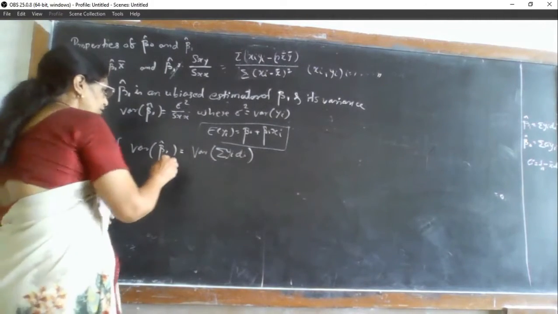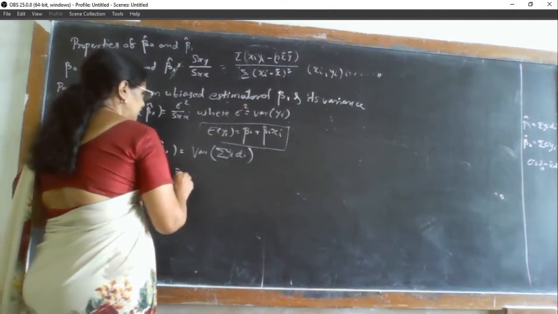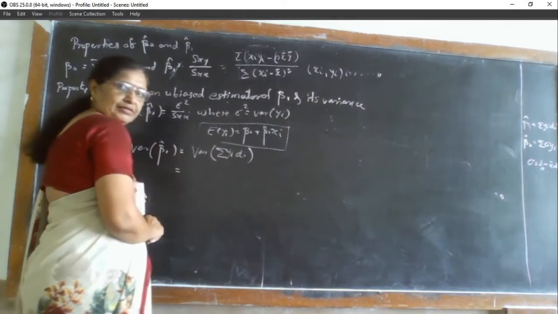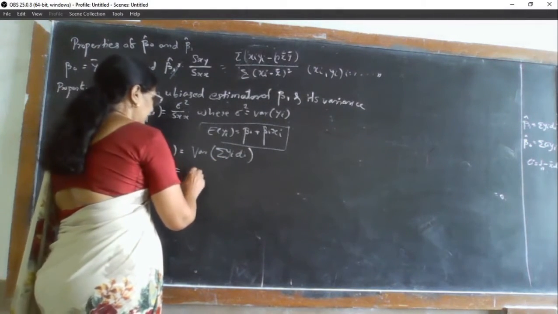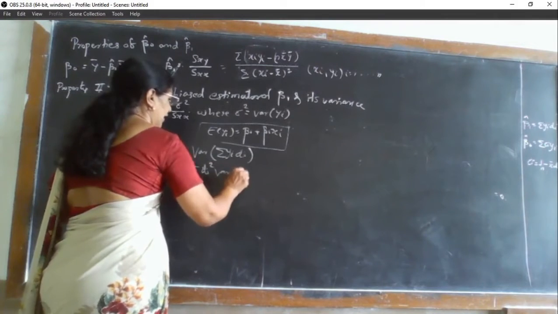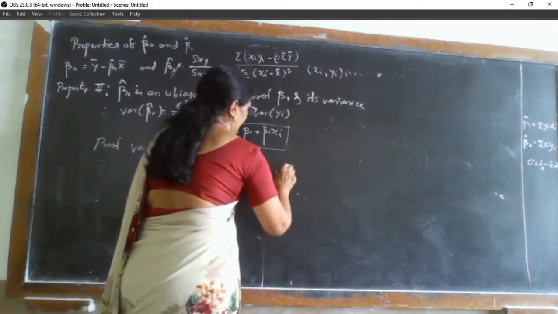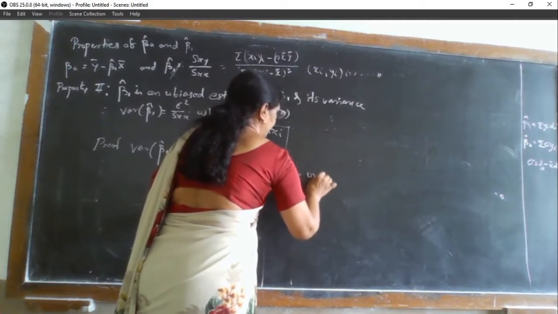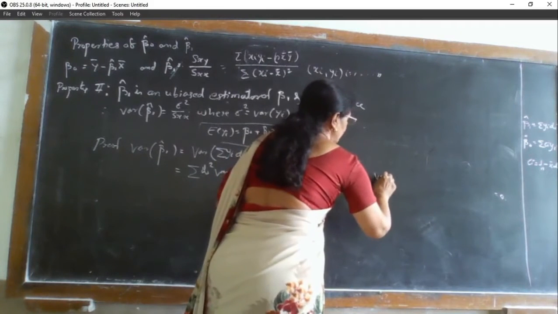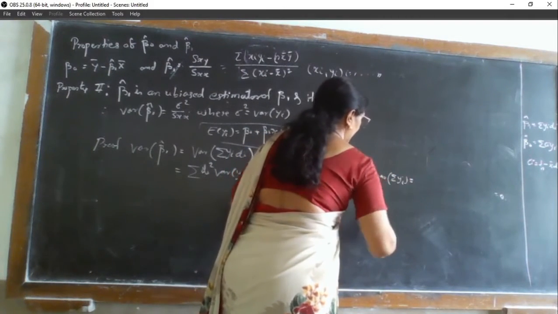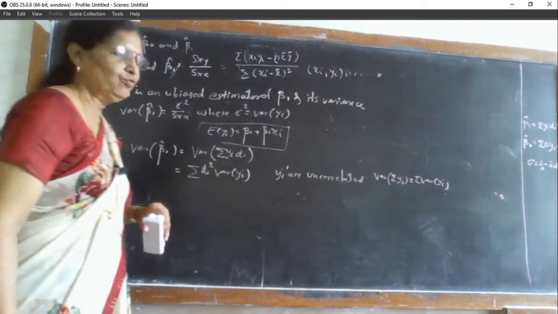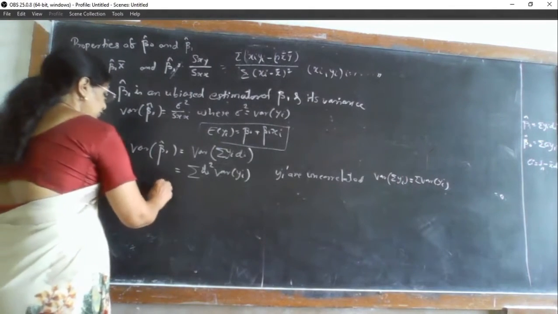Now can you see here, these y's are independent. Therefore, we can write this as summation of di square into variance of yi, since y's are uncorrelated. Variance of summation of yi, you can write as summation of variance of yi, so the covariance term will be equal to 0.